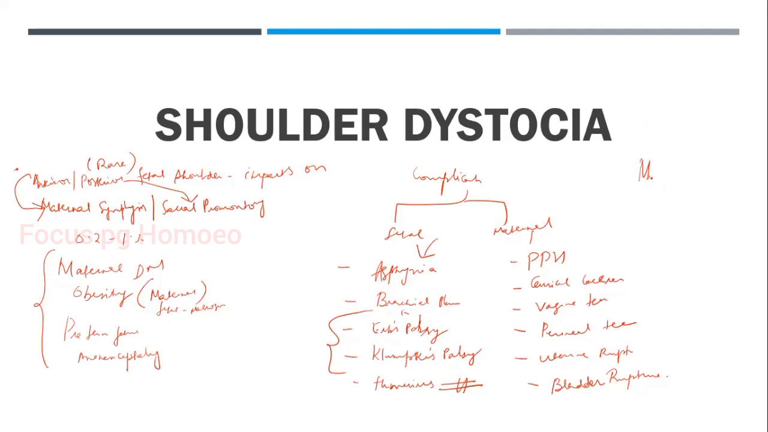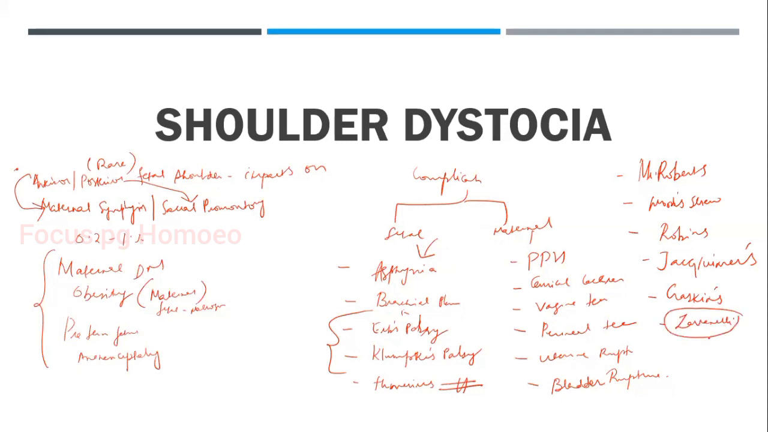First one is McRoberts maneuver. So just remember the names. And Wood's screw maneuver, and Rubin's maneuver, Jacquemier's. You will remember Jacquemier's sign in the diagnosis of pregnancy. So Jacquemier's maneuver is used in shoulder dystocia, and Gaskin's maneuver, and Zavanelli maneuver. Zavanelli is actually rare; it is not used. So these are the maneuvers.